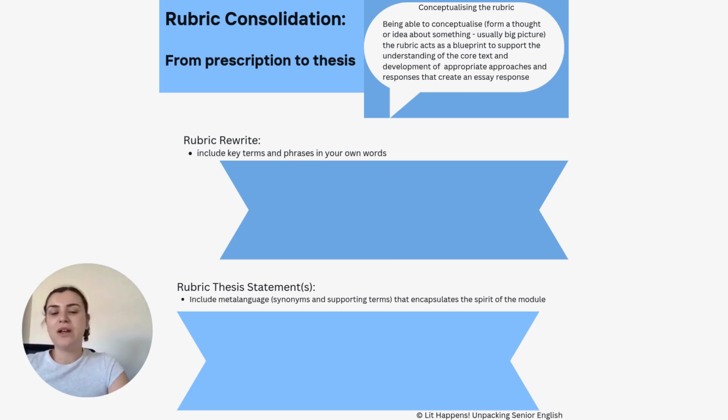Now, once they've done a rewrite, what I try and then get them to do is have a go at developing a sort of thesis statement. And it's just rubric based. It's not connected to their text at all. It's just really a statement that helps them consolidate, what is the rubric? What are they learning? And ultimately why? The thesis is, I think, often the why we're doing it. What is the impact or the influence on values?